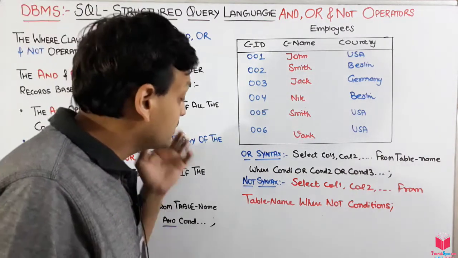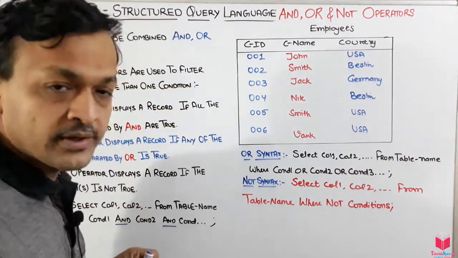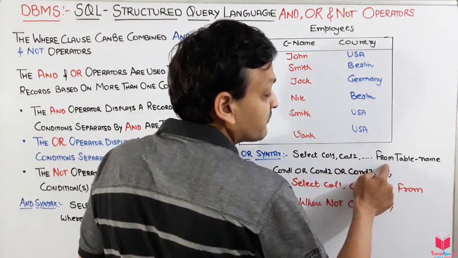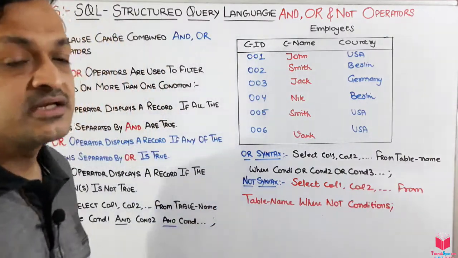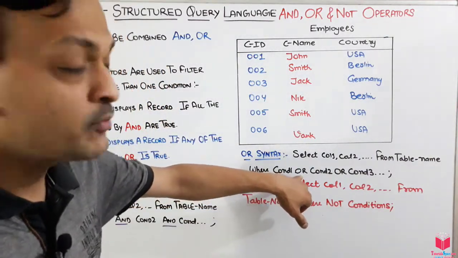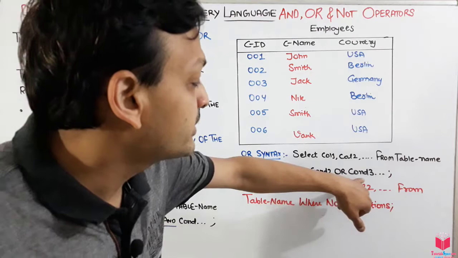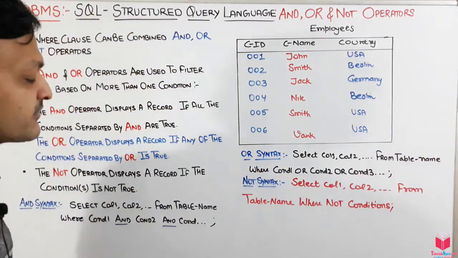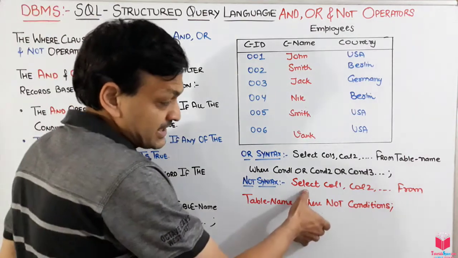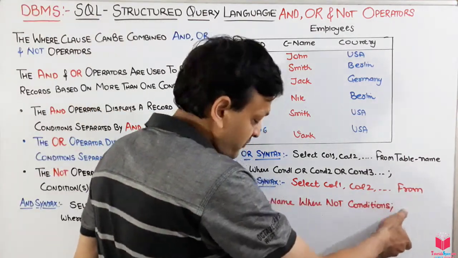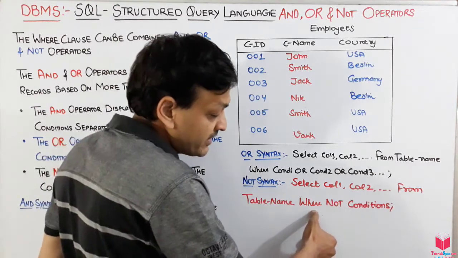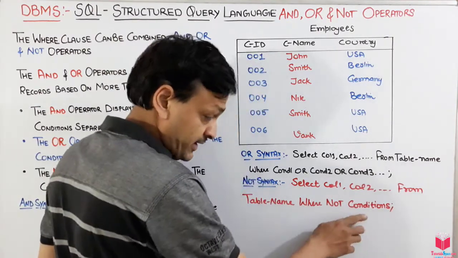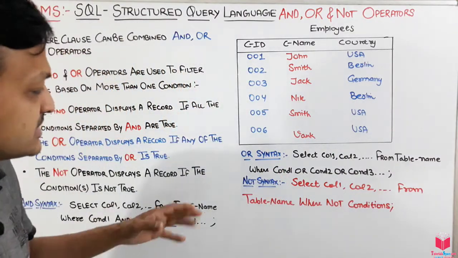The other operator is the OR operator. The syntax is SELECT column 1, column 2 up to n, FROM table name WHERE condition 1 joined with the OR operator, then condition 2, joined with the OR operator, then condition 3. In this way you can use this query. After that, the NOT syntax: SELECT column 1, column 2 up to n FROM table name, then the WHERE clause, then NOT conditions. We have to put NOT before the condition. So this is basically the syntax.